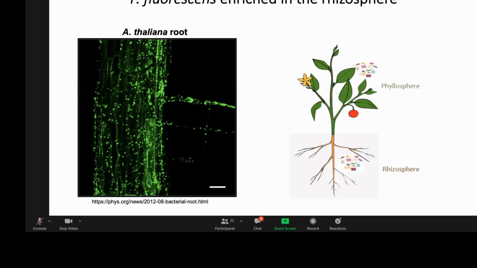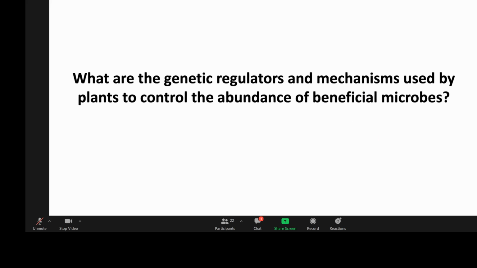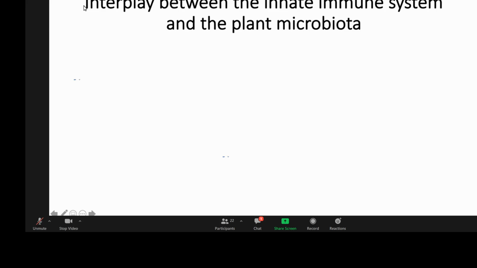So, with this appreciation that the plants are intimately associated with microbes, the authors wanted to ask the very central question: what are the genetic regulators and mechanisms used by plants to control the abundance of beneficial microbes? And it turns out that the immune system is important in this. There's an interplay between the immune system and the plant microbiota.